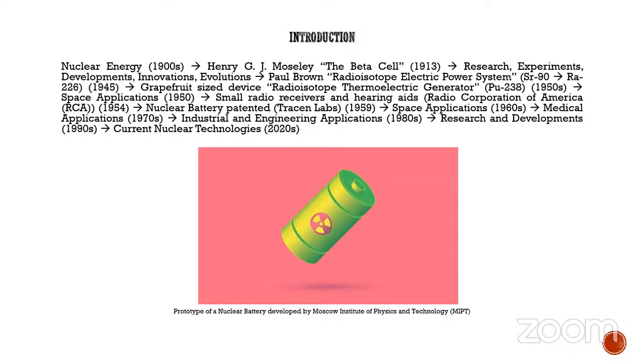So in 2018, a university in Russia developed a nuclear battery. There are current developments happening in nuclear technologies, and after 2020 and in 2022 also, current nuclear technologies are being developed. So this is the prototype of the nuclear battery developed by the Moscow Institute of Physics and Technology.